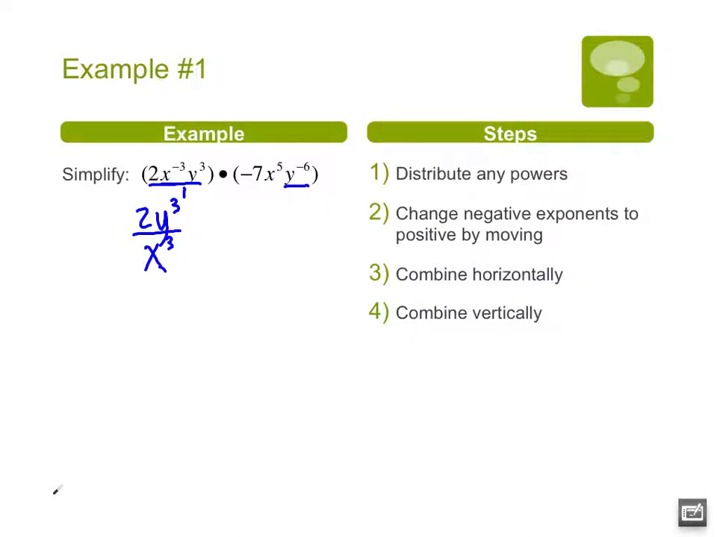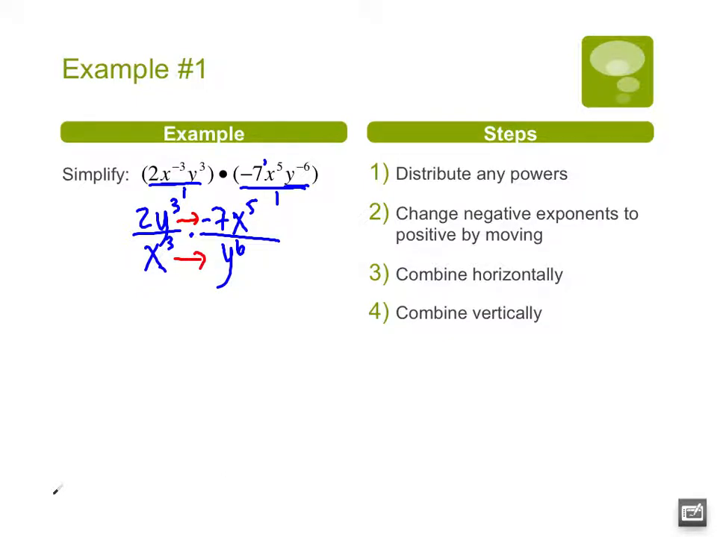In the process, it becomes positive. The second one, remember this is all over 1. That negative 7 has an exponent of 1, so don't move that. X to the fifth can stay where it is. Y to the sixth moves to the denominator in order to become positive. Okay, now combine horizontally, so that means go like this.